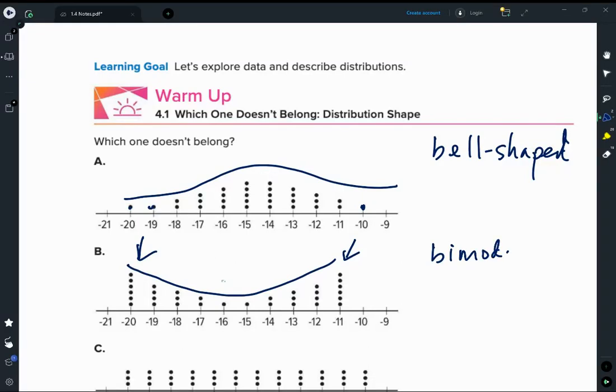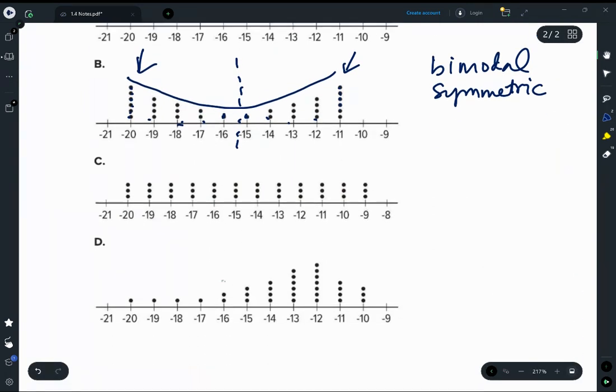And now is this one also symmetric? It could be more than one thing. So we have 1 here, 2, 2, 3, 3, 4, 4. Let's see, 1, 2, 3, 4, 5, 6. So this is also symmetric. So I could have a line of symmetry right through the middle. So it's bimodal and symmetric. So we just want to practice using these words. We're going to be using them all year.